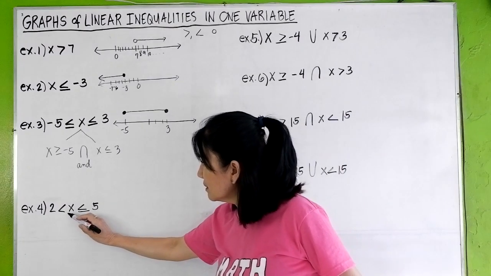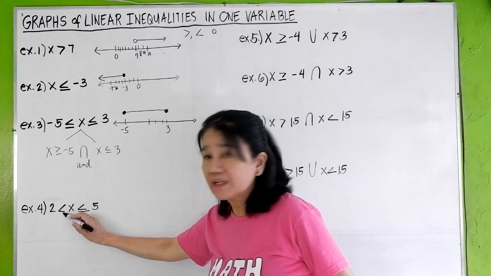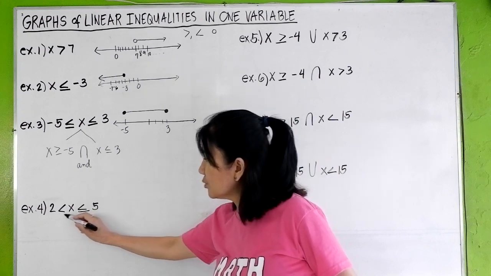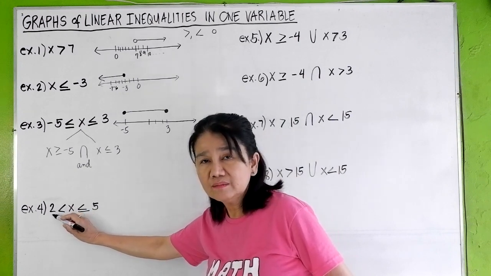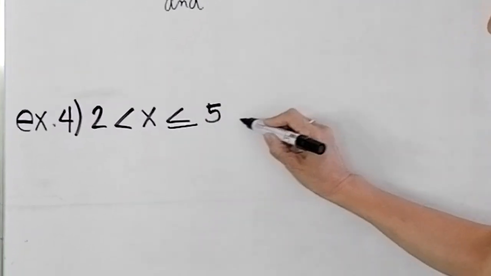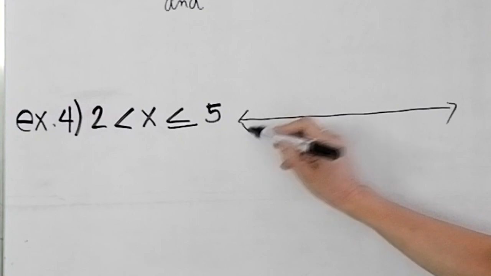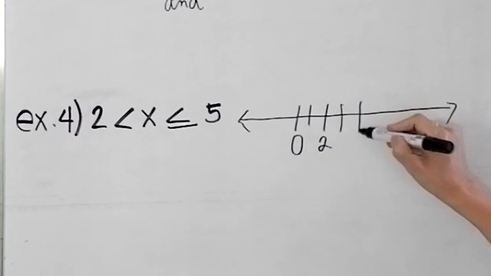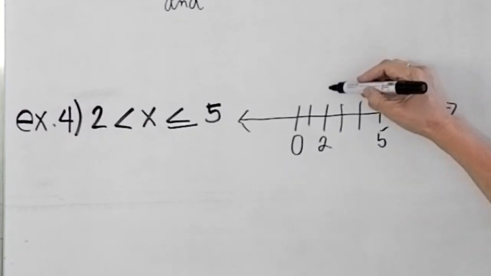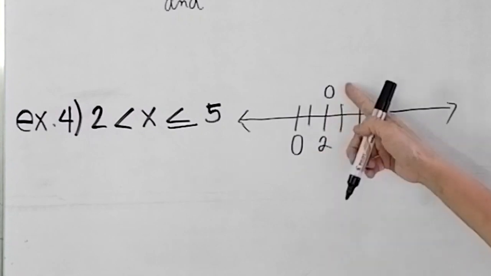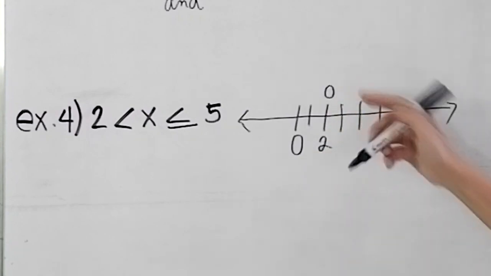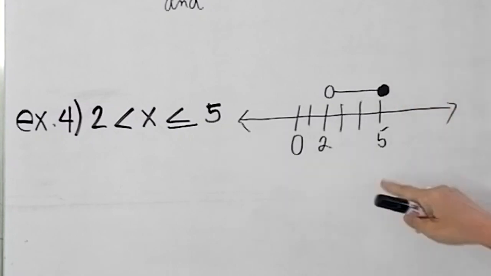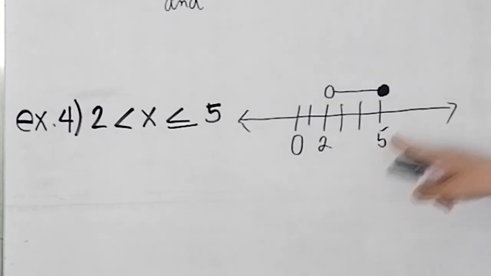Now, what if one is greater than and the other one is with equal sign? Now, this would mean that 2 is excluded, but 5 is included. So here, we draw a number line again. Let us say this is 0. Let's say this is 1, 2, 3, 4, 5, and this is 5. So, hollow at 2, meaning 2 is excluded, and then shaded at 5, meaning 5 is included.